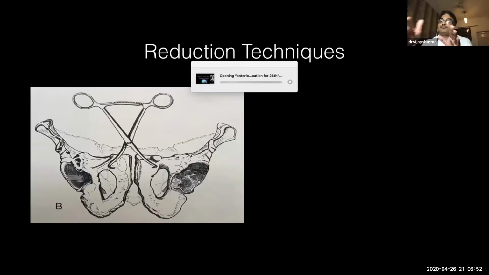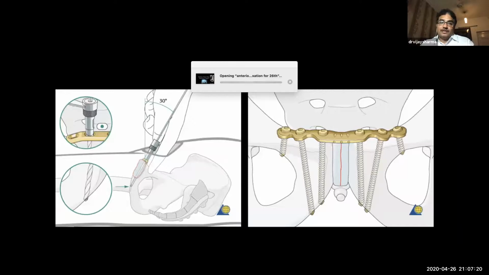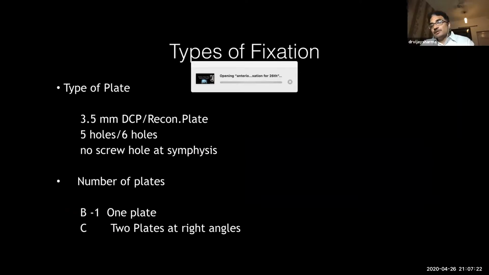So reduction techniques, closed reduction techniques, you just tape both the limbs in internal rotation, or your assistant can apply pressure on both iliac crests to close the pelvis. Or another thing is specialized clamps, you can use Jungbluth clamps or Farabeuf clamps, but you have to ensure that whenever you put a screw from posterior to anterior, you retract the bladder properly. You don't have to injure the bladder. And then you can achieve the reduction by closed means and by open means. And now coming on to fixation, type of fixation, we always use 3.5, 4.5.